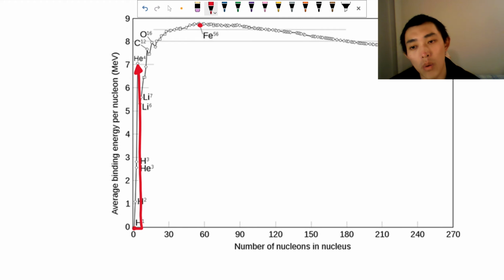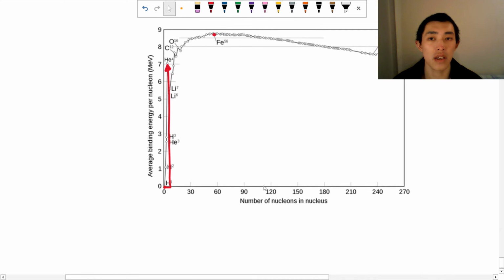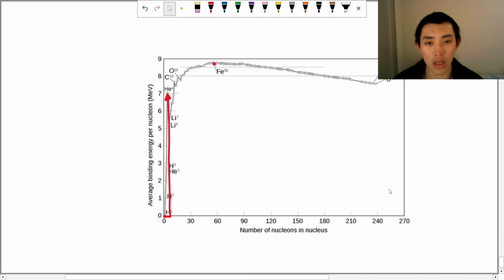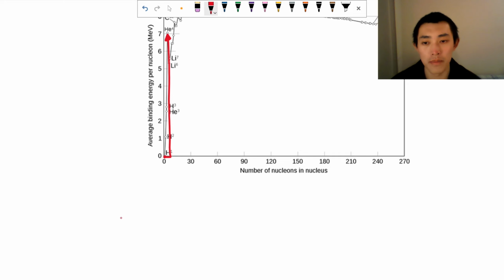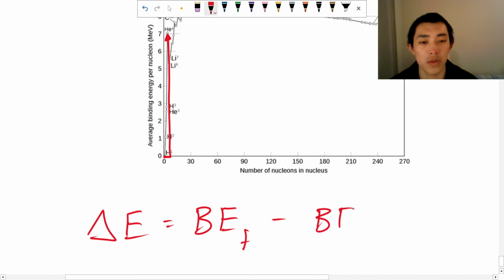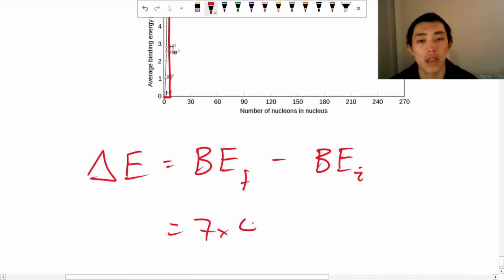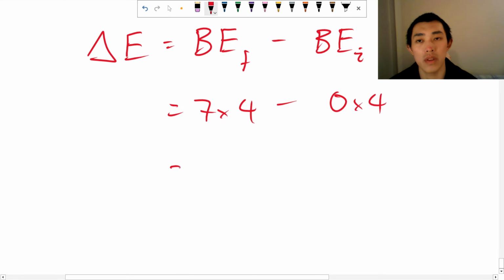So we go from a lower binding energy, from 0 binding energy to a higher binding energy, right? And let's see why that will release energy. So we can see that delta E is equal to binding energy final minus binding energy initial. So what's our binding energy final? Well, it's going to be 7 times 4, because it's 4 nucleons. And my initial binding energy was 0 times 4. So we can see that there's a positive gain of 28 mega electron volts.